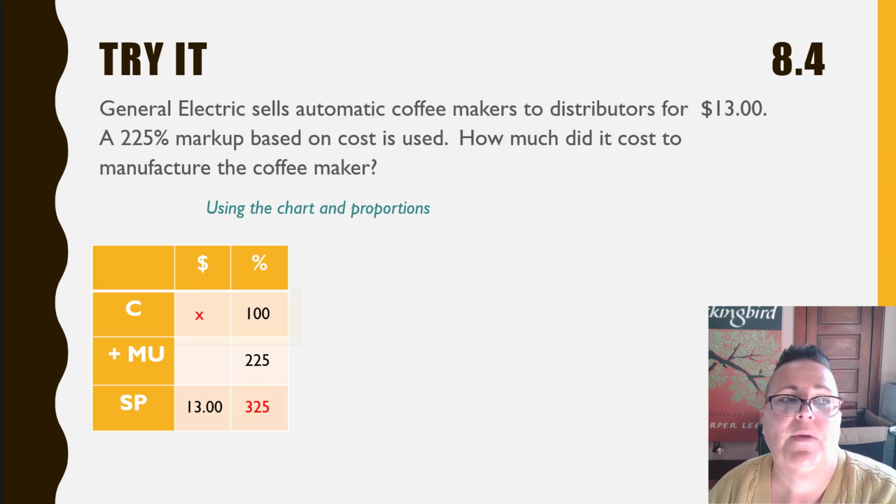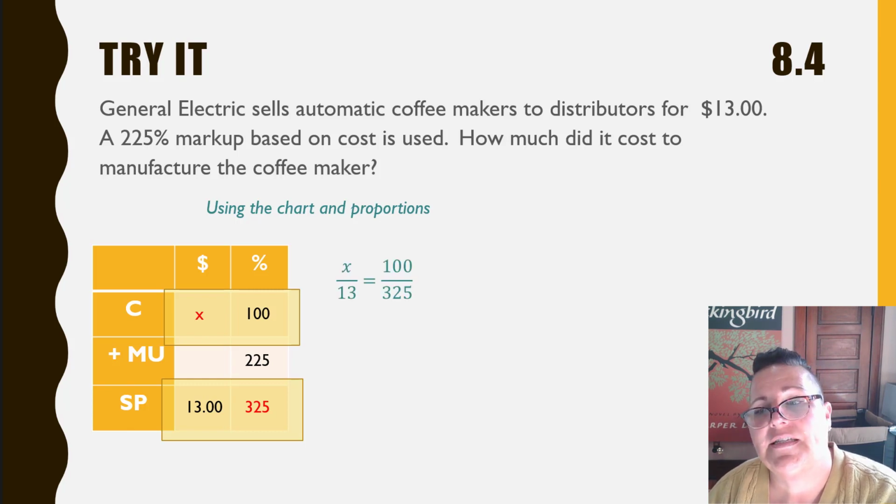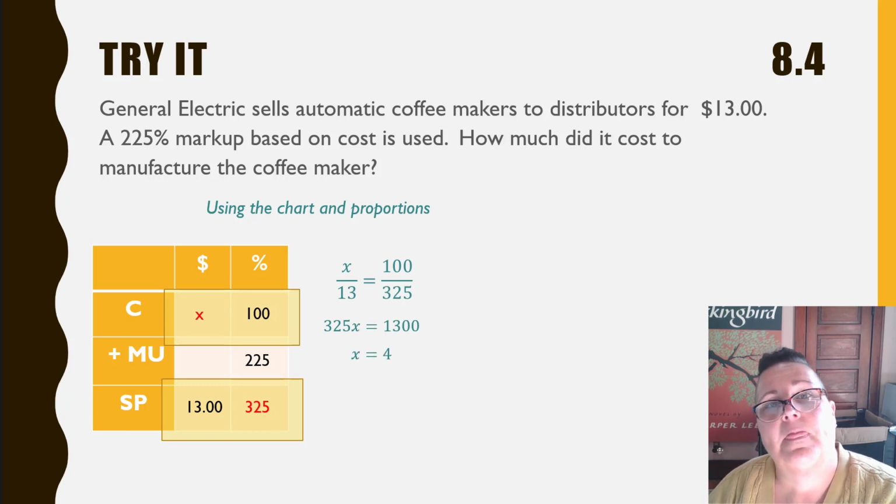And you notice again that we have the first row and we have the last row filled in. So with this chart, I now know I can set up a proportion that says X over 13 is 100 over 325 using those 4 pieces. Cross multiplying, I get 325X is equal to 1300, or X is equal to 4.